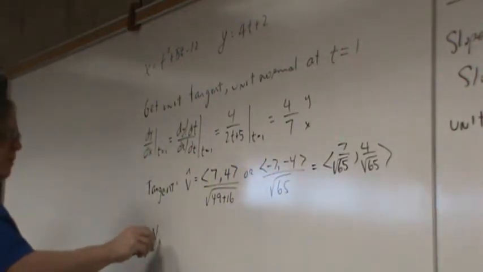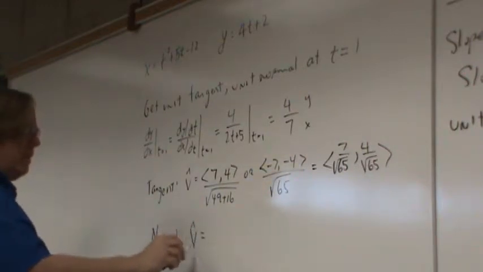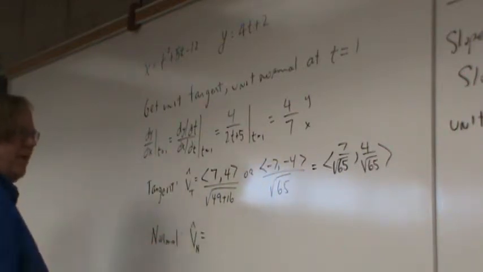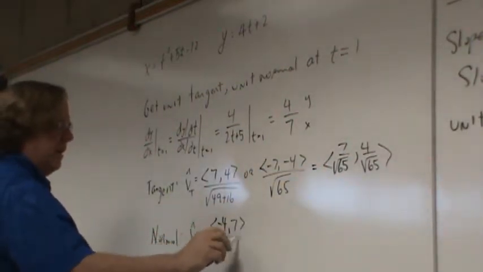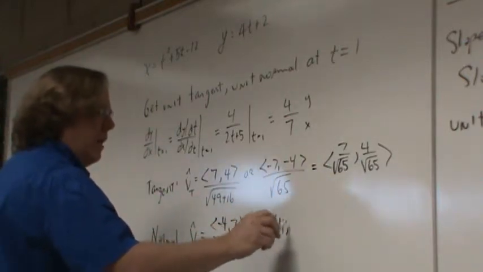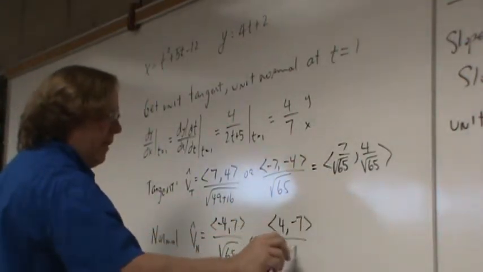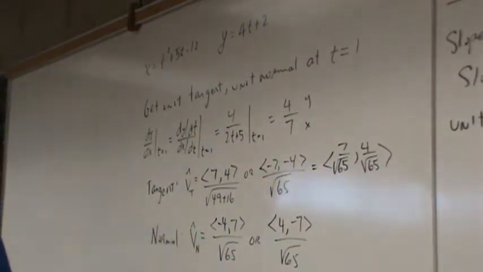And then the normal. Just switch them. Maybe if I call that tangent, I call that normal. And so it ends up being negative 4 comma 7 divided by rad 65, or 4 comma negative 7 divided by rad 65. Okay? Any questions or issues with that?